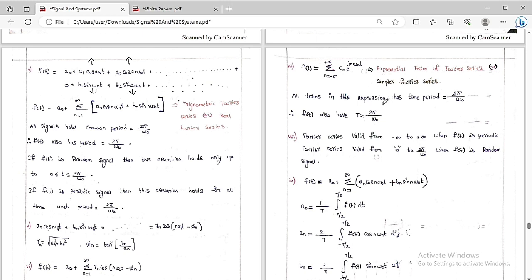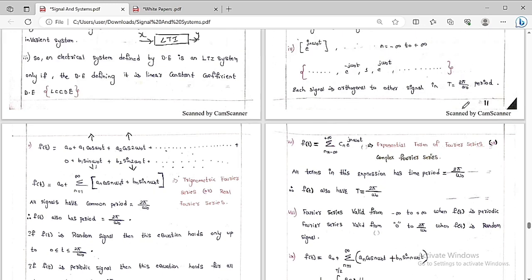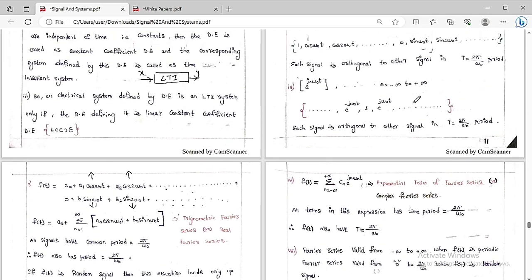So here all terms in this expression have a time period 2 pi by omega naught. If you see clearly, these are the basic signals, right? From these basic signals only, we have got this one. How? They are multiplied by 1 with C naught, for this one multiplied by C1, C2 and so on. Here minus C1, minus C2, C minus 2, C minus 3 and so on. So you are going to get this thing.